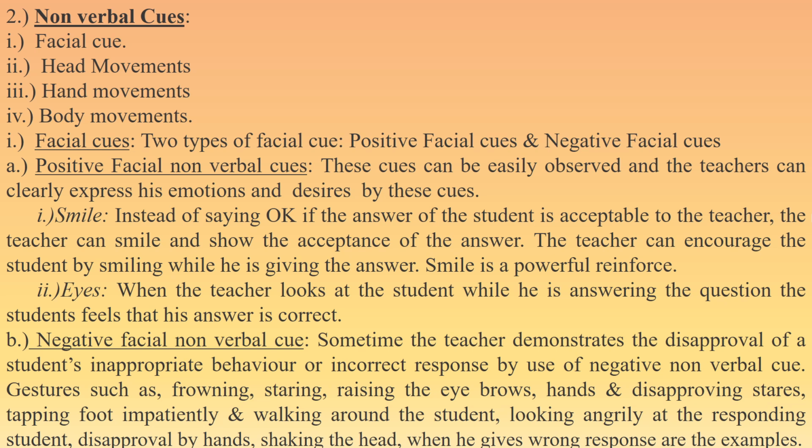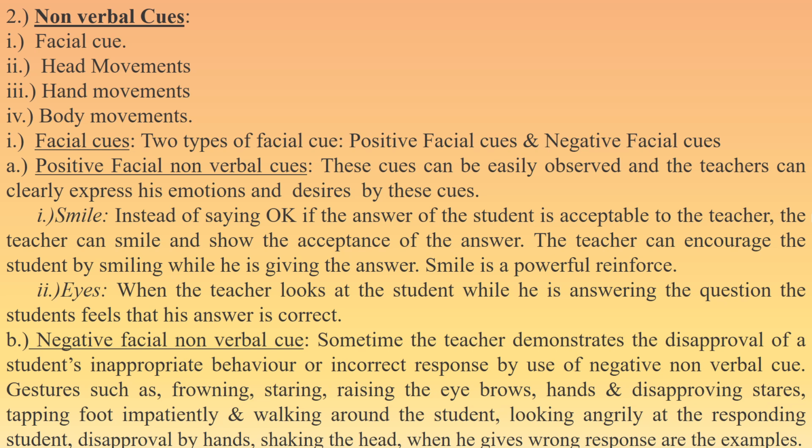Non-verbal cues. Non-verbal cues can be divided into 4 categories: facial cues, head movements, hand movements, and body movements. There are 2 types of facial cues: positive facial non-verbal cues and negative facial non-verbal cues. Positive facial non-verbal cues can be easily observed, and the teacher can clearly express his emotions and desires by these cues.